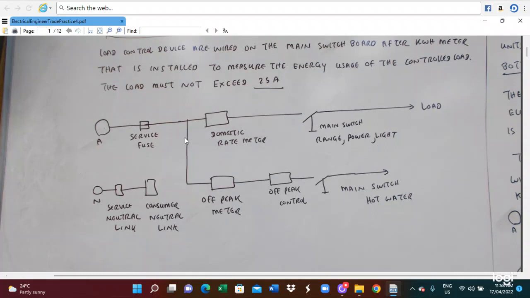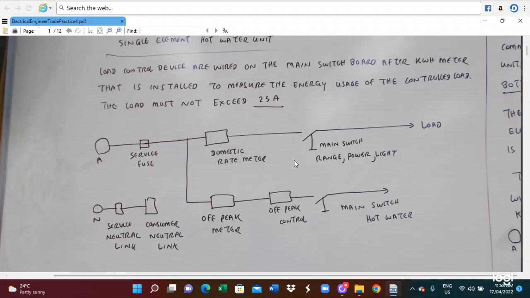And here it is connected to the off-peak meter, the off-peak control system, main switch, and connected to the hot water. Here is the service fuse and a consumer unit link. So this is the arrangement of the single element hot water unit, connected to the domestic rate and main switch, and also the off-peak meter, off-peak control and main switch system.